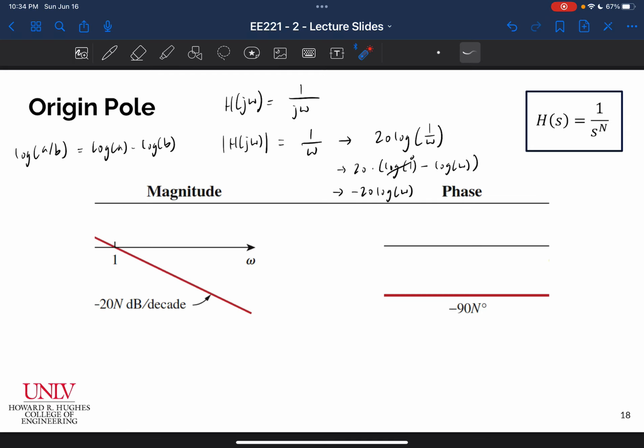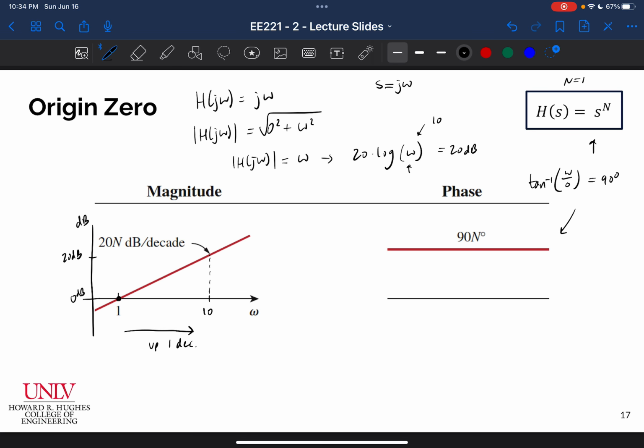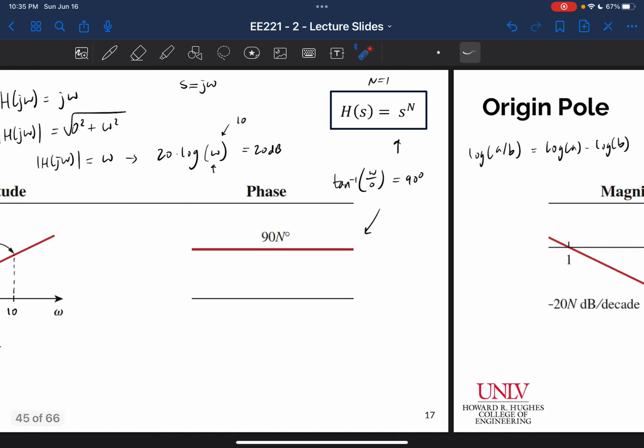It looks just like this. I redrew it as s equals j omega, so I rewrote it in terms of j omega so that finding the real part and the imaginary part would be trivial. And then I just assumed that n was 1. And I did the same thing here. I just assumed that n was 1, but of course this is generalized so that n could be any value.